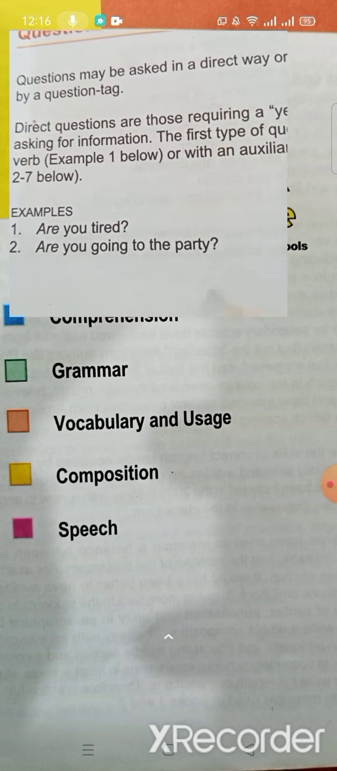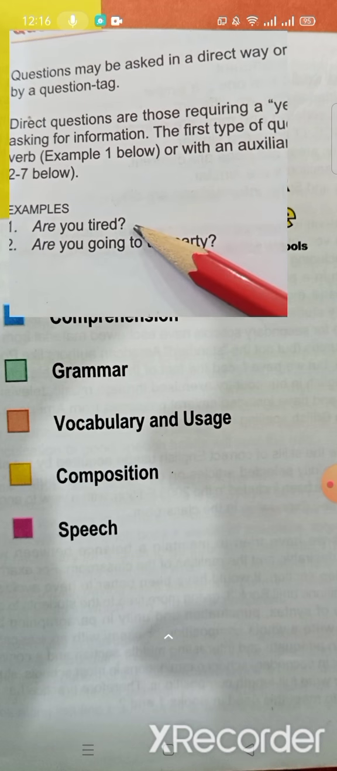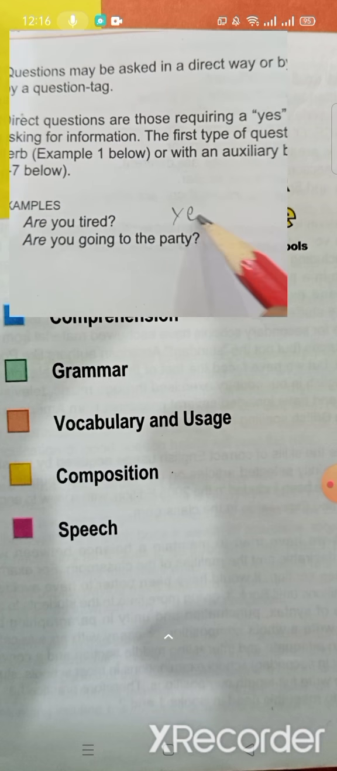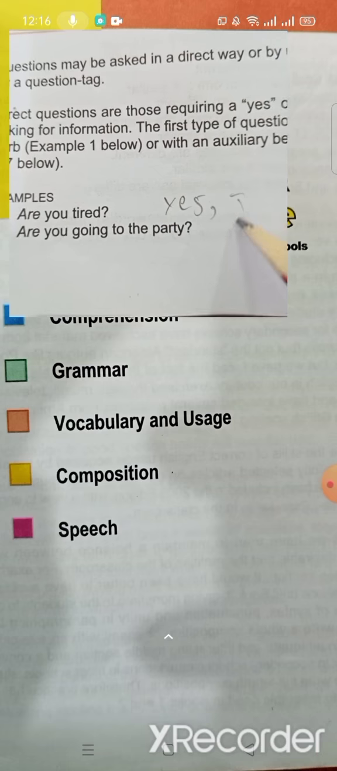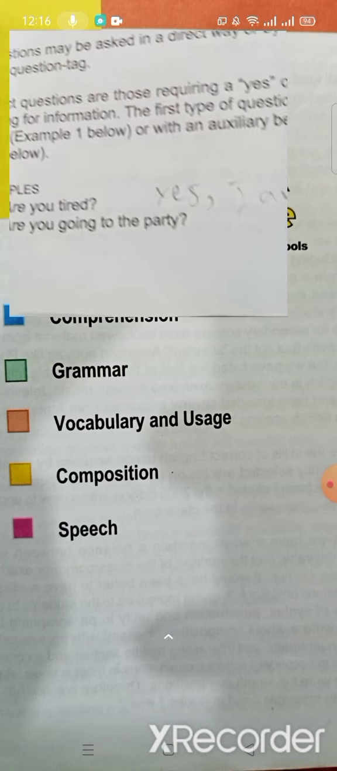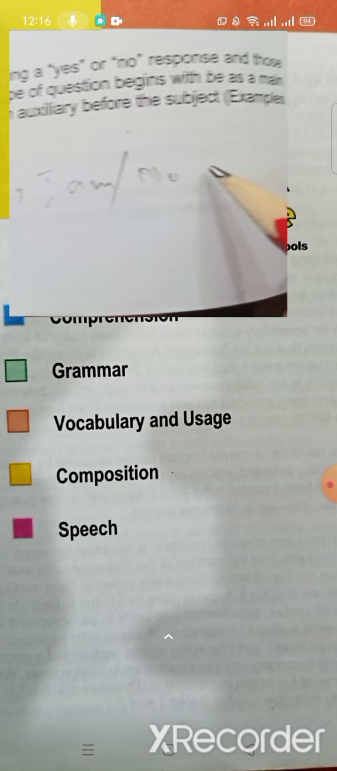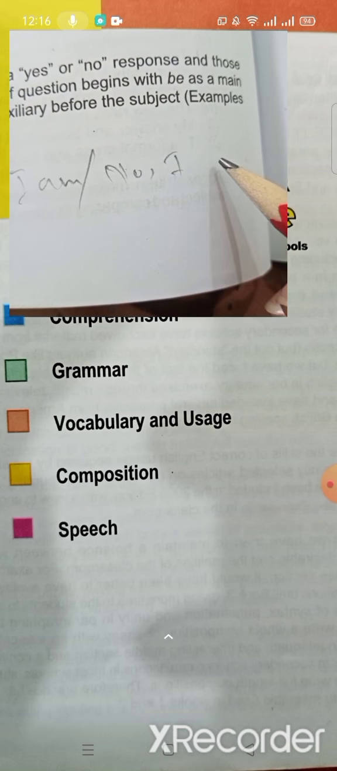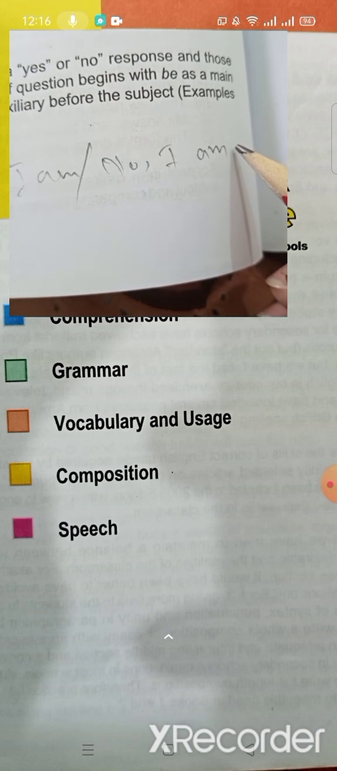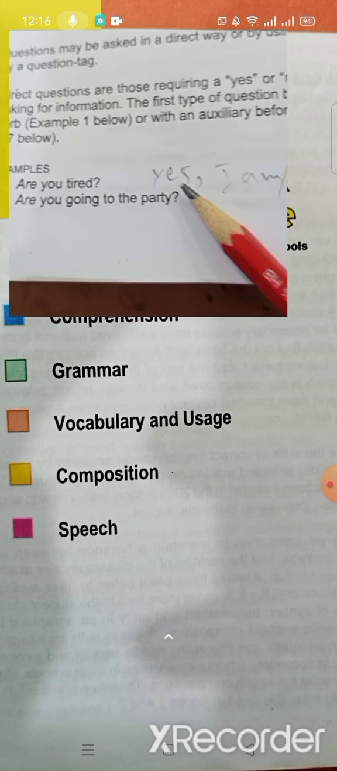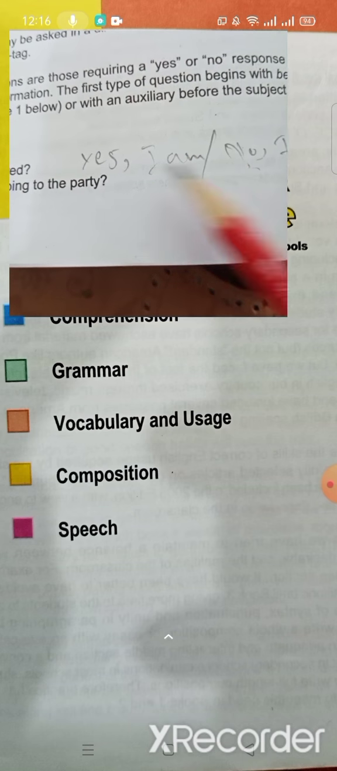For example, are you tired? You will answer in yes or no. Yes I am. Or you can answer no, I am not. So it's up to you, yes or no answer. It's up to you how you answer.